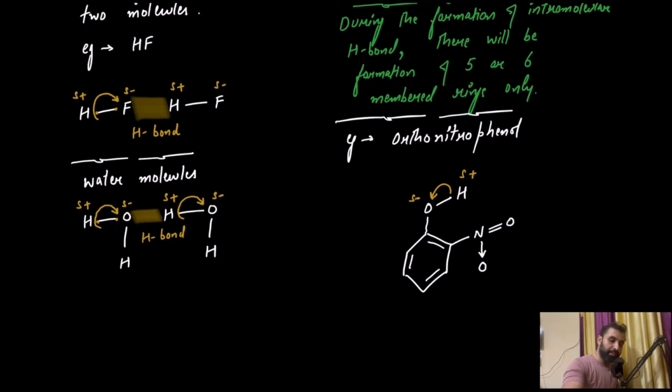On the other hand, this and double bond O. Here oxygen is more electronegative than nitrogen. So this oxygen will acquire a delta negative charge and this nitrogen will acquire a delta positive charge. Oxygen acquired a delta negative, nitrogen acquired a delta positive.